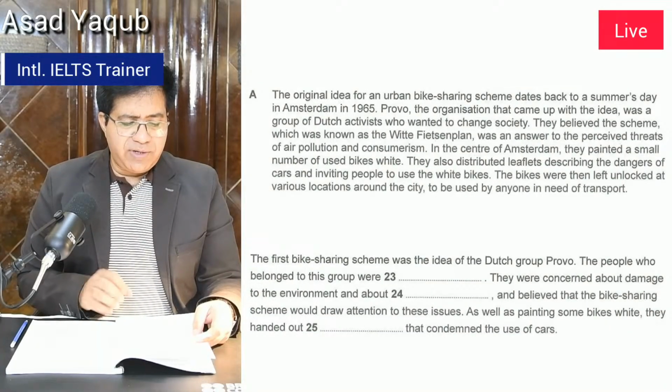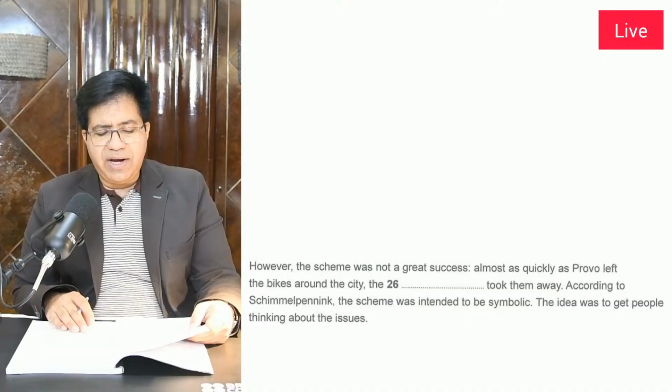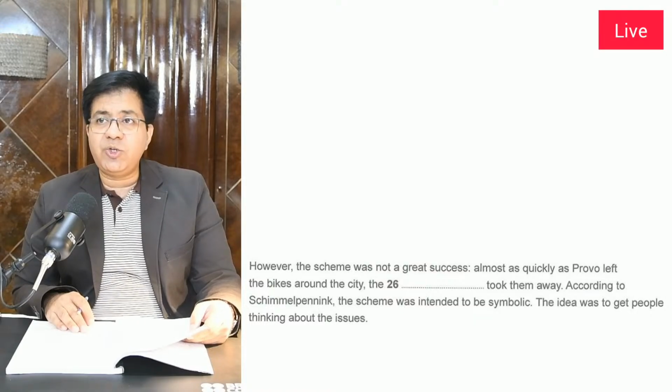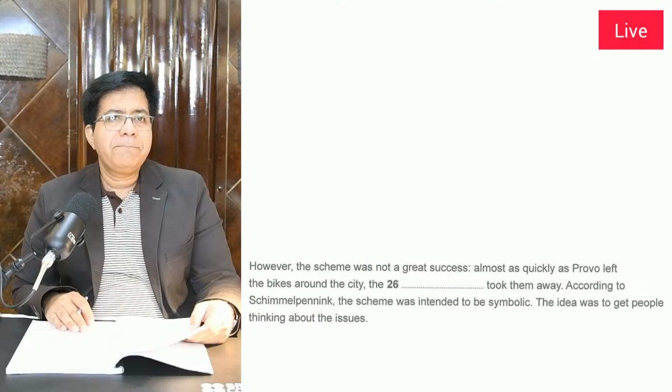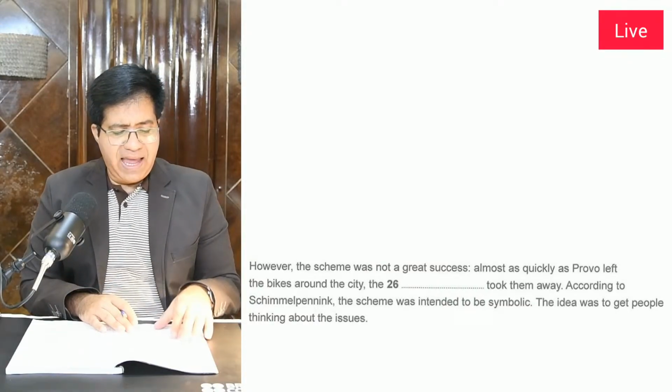Question number 26. However, the scheme was not a great success. Almost as quickly as Provo left the bikes around the city, the blank took them away. What do they mean by them? Bikes. So who took the bikes away? Please come back. Second paragraph.